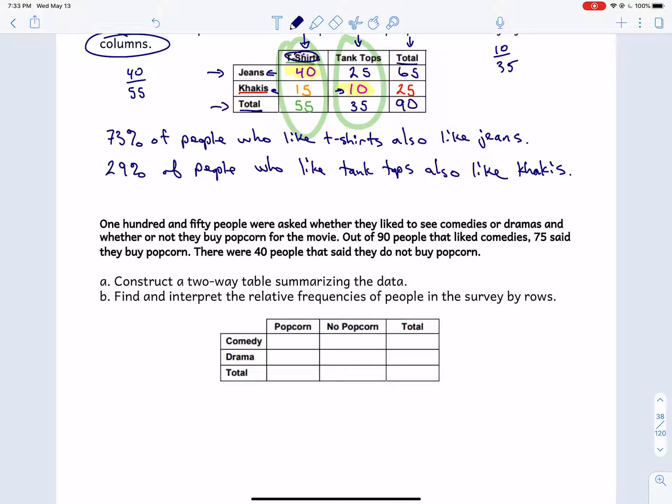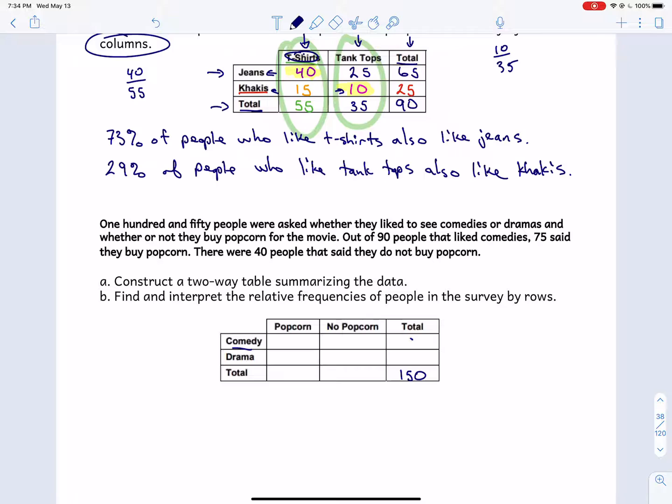Okay, so here's another one. We have to figure out where the numbers go first. And it says 150 people were asked. So that's our total. So where did we put our total again? Okay, the bottom right. So 150. 150 people were asked whether they like to see comedies or dramas. So that was one thing. So what type of movie? And then the other one was popcorn and no popcorn. And then the next statement says, out of 90 people that liked comedies.